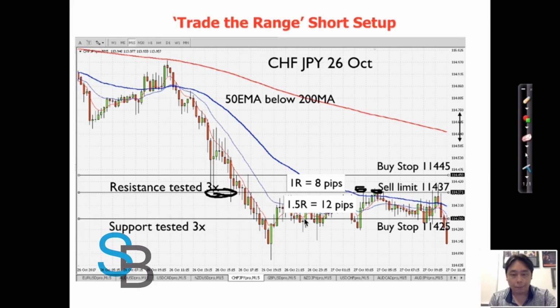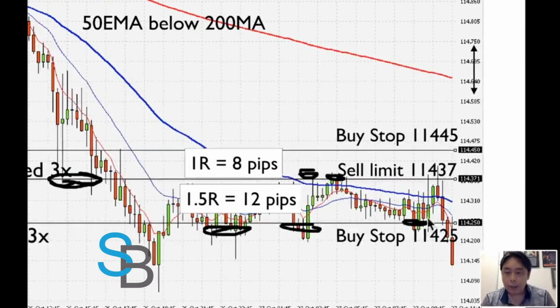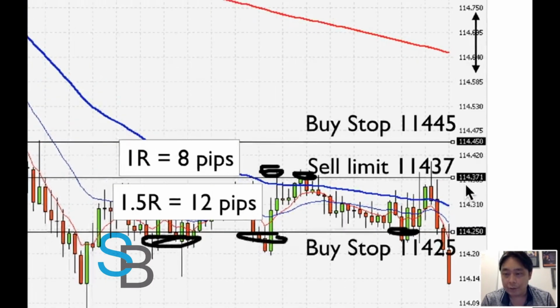I've got my support, right? Tested once, tested twice, tested 3 times. So I've got my range, right? So at this point of time, the price was going up. And I said, okay, it's going back to that resistance. I anticipated that it's going to reverse. I placed my sell limit order at 114.37, as you can see.